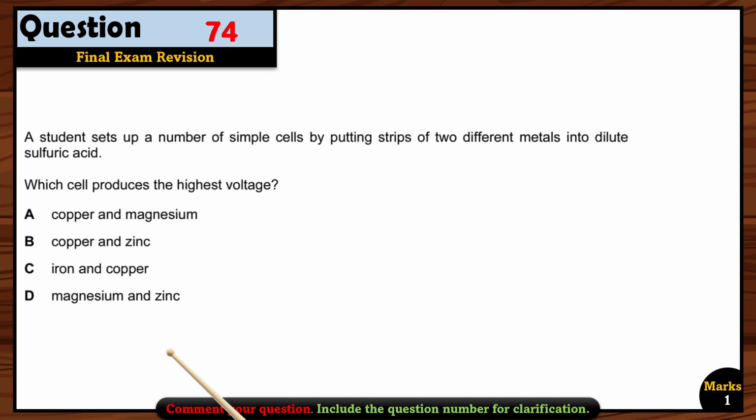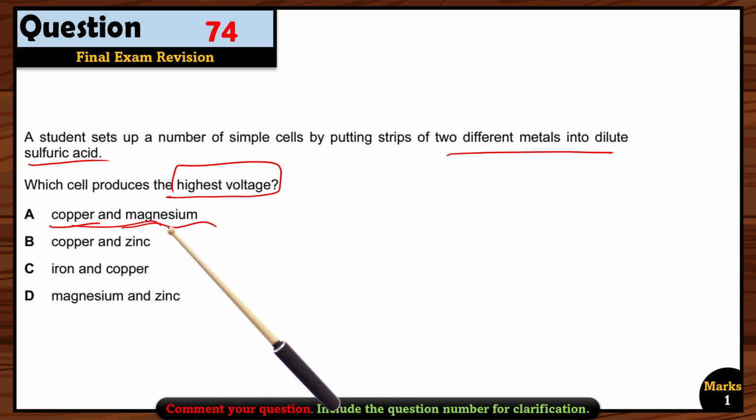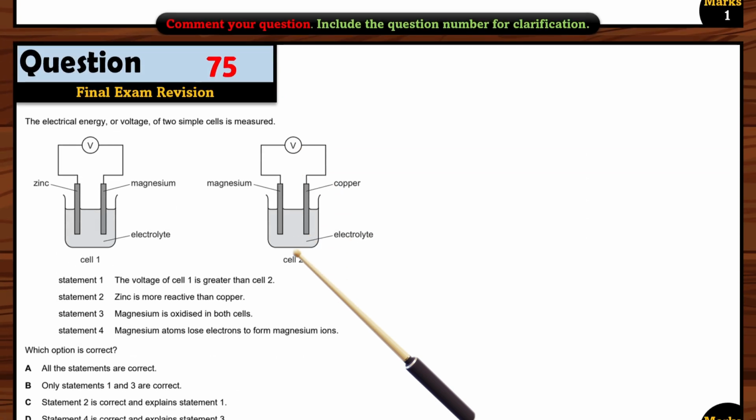74. A student set up a number of simple cells by putting strips of two different metals into dilute sulfuric acid. Which cell produced the highest voltage? Again, the question is related to the highest voltage, so the difference should be more. Copper has the least reactivity, so you have to choose the most reactive one, magnesium. So the difference will be more. That's why option A is the right option.